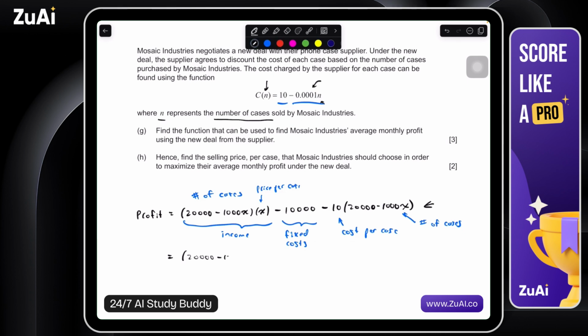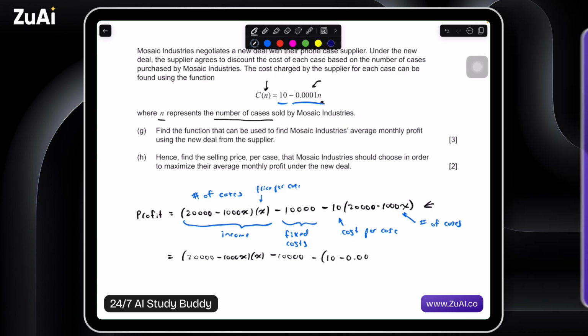20,000 minus 1,000x times x minus 1,000 minus, now our cost per case is $10 minus 0.001, and then n is the number of cases. N is the number of cases. This is what our number of cases is. It's getting a little cluttered, I apologize. This is the number of cases.